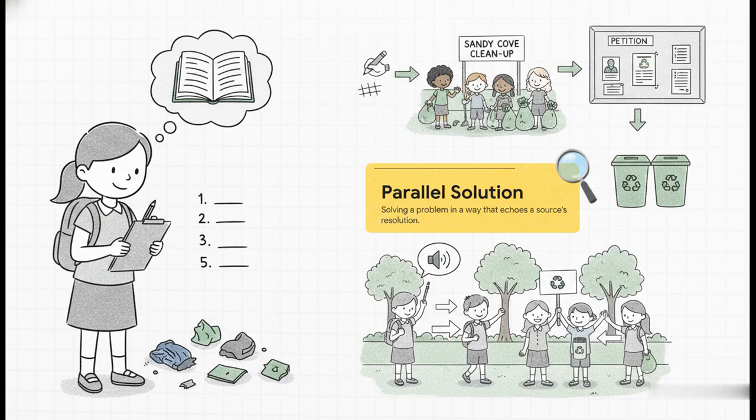Our third method is the parallel solution. This simply means having your characters solve their problem in a way that echoes the source text. For instance, the curriculum features a real-life class that cleaned up Sandy Cove by counting trash, doing a Saturday cleanup, and petitioning the city for bins. Your student can just mirror that exact same winning strategy, but apply it to their own fictional setting.